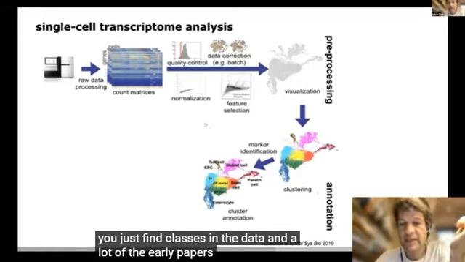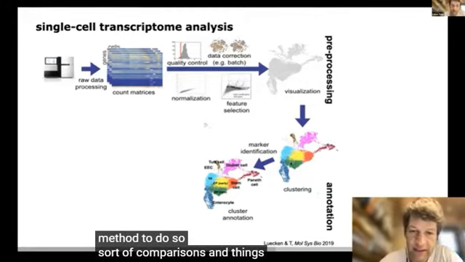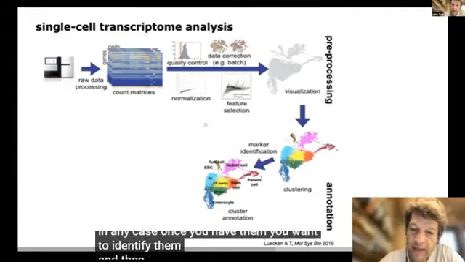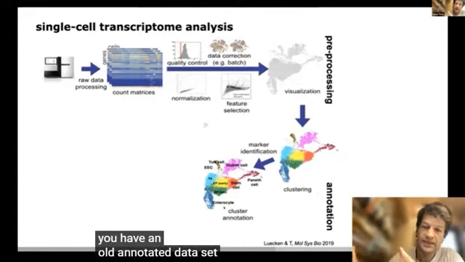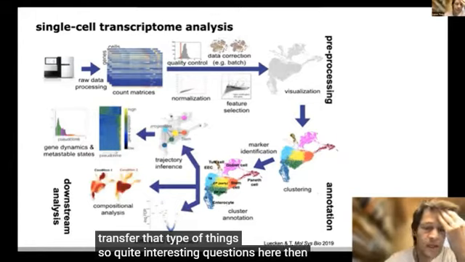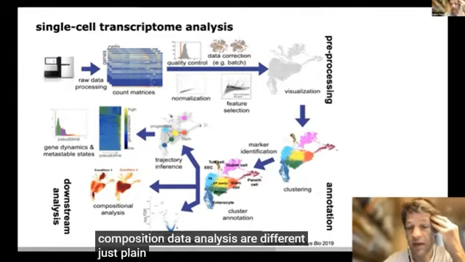And a lot of the early papers have been dealing with what would be an ideal method to do so, sort of comparisons and things like that. In any case, once you have them, you want to identify them. And then this whole annotation part is now a more supervised thing. Let's say you have an old annotated data set, you want to transfer that type of thing. So quite interesting questions here. And then down the road, you do trajectory inference, compositional data analysis, just plain old differential expression.